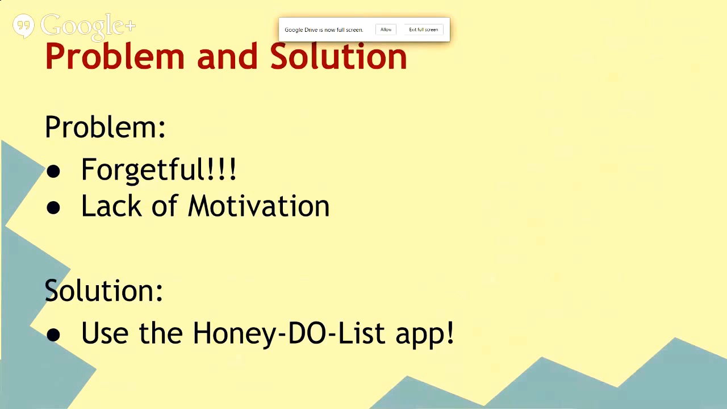I propose for an application to be created called the Honey-Do List. Some problems are that people can be forgetful. They might have a lack of motivation when it comes to getting things done. And my proposed solution is to have the honey-do list.